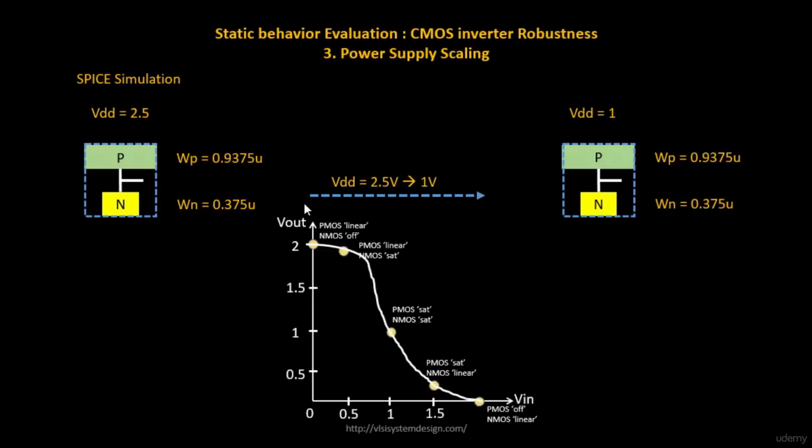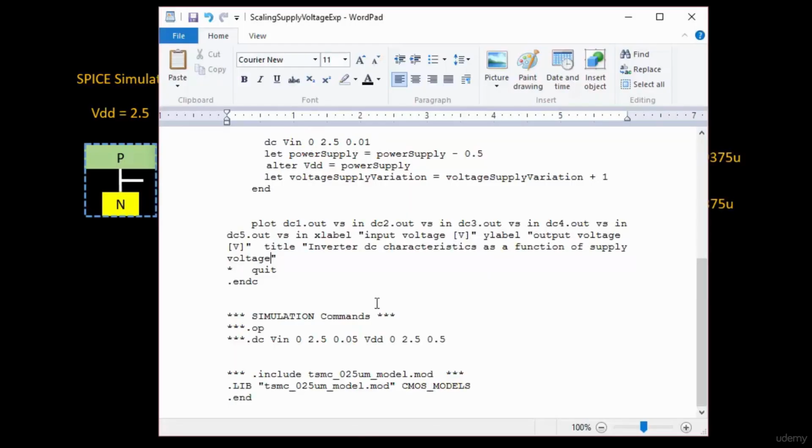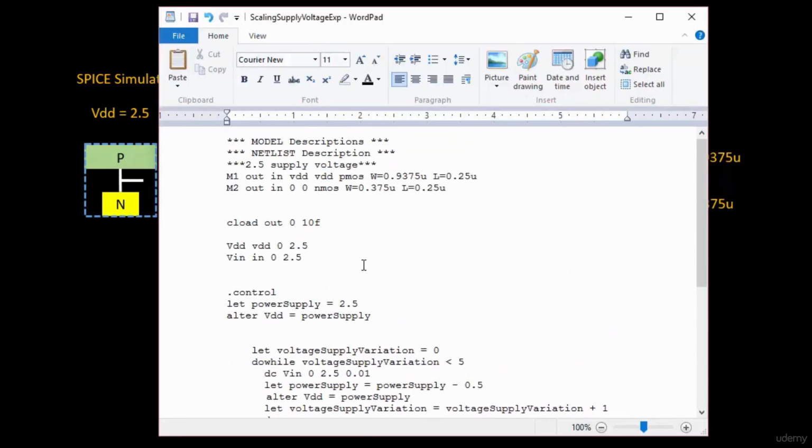These are the plots that we will be plotting for each and every supply voltage. For example, we'll draw a similar curve for 2.5 volts, for 2 volts, for 1.5, for 1 volt, and let's say for 0.5 volts. I'll show you some smart SPICE simulations. Let me bring up the SPICE netlist. This is the SPICE netlist that we were discussing in our course.